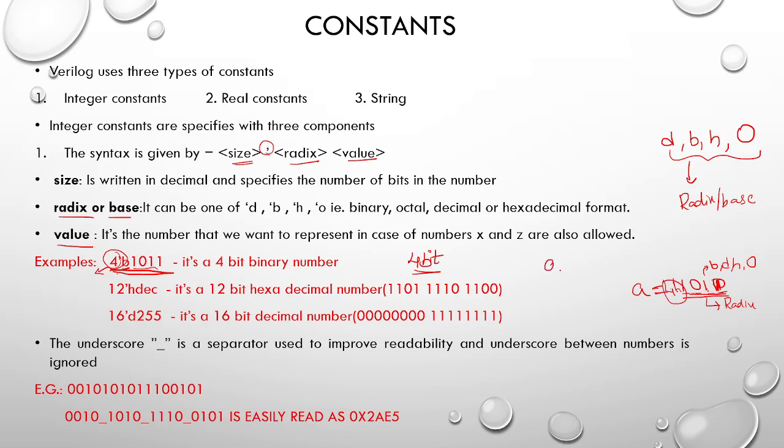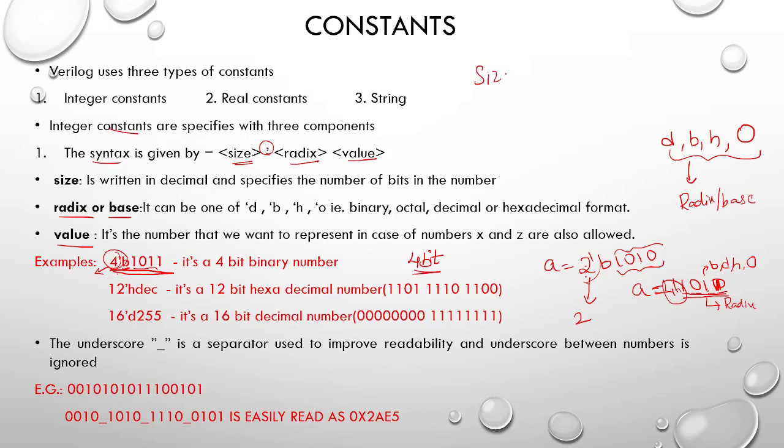For example, I am taking a equal to 2'b1010. Now the compiler will throw an error. Why? Because you are taking the size as 2, but the value is 4 bits wide. The size is 2 and the value is 4-bit wide, so how can it fit in? That is why it will throw an error. So the size should always be greater than or equal to the width of the value you are taking. Got my point? So this is the syntax of integer constants.